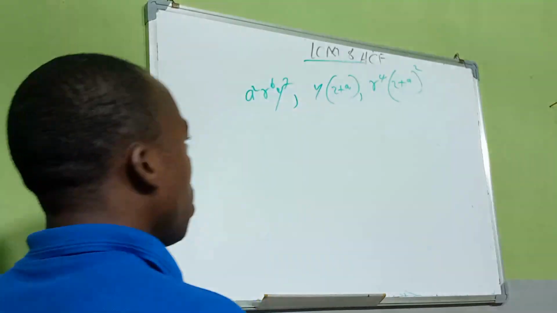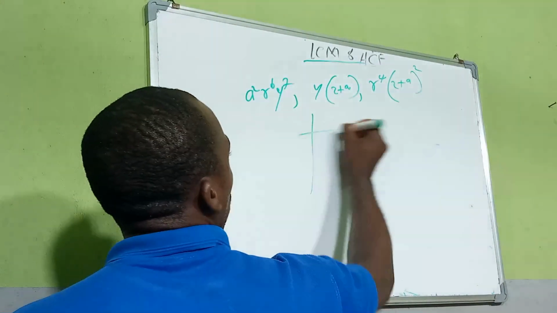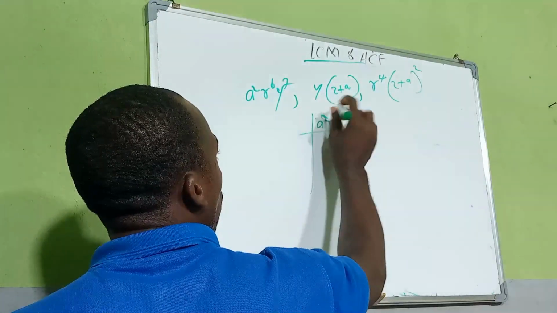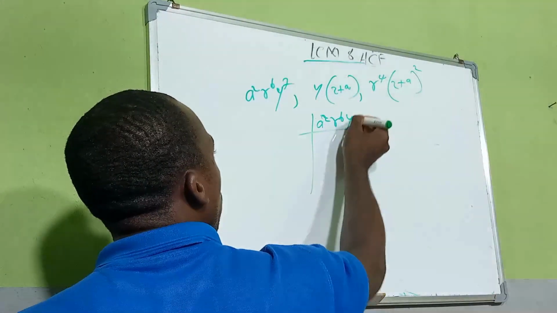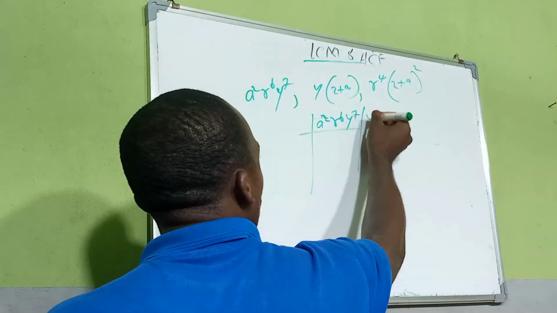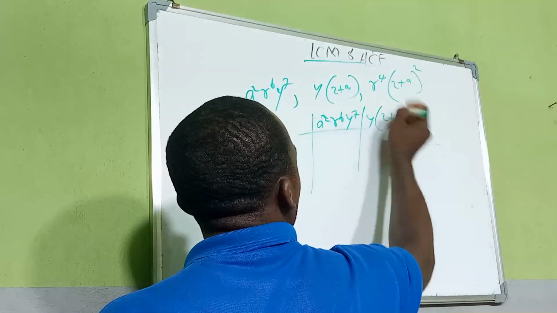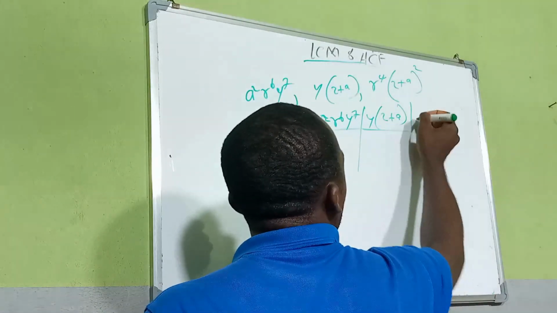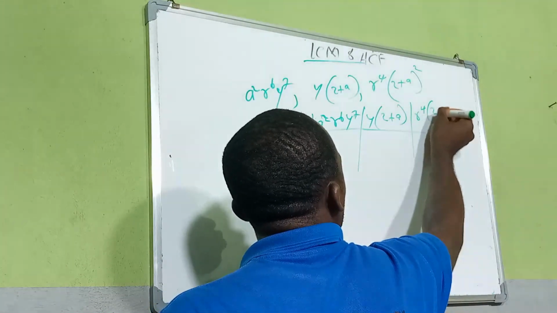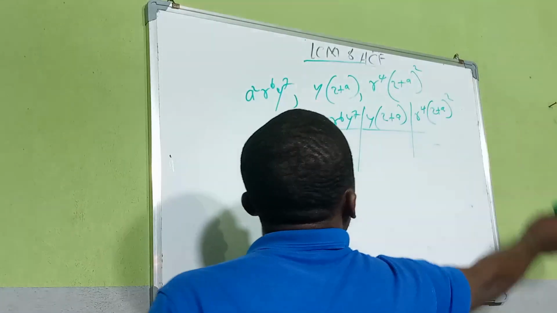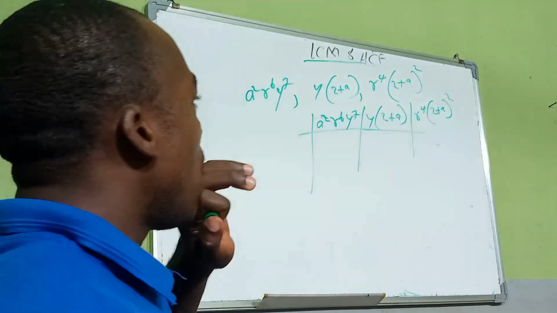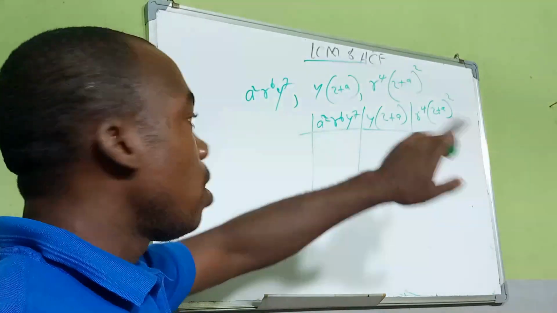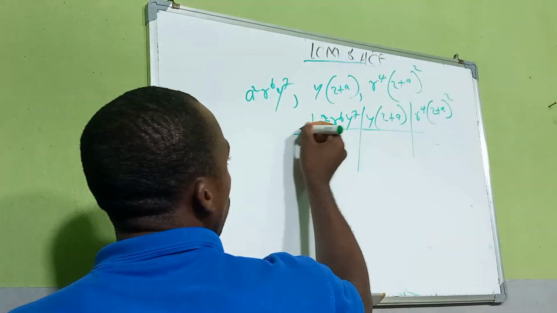Okay, so now this is very simple. We just write the given. We have A raised to power 2. We have R raised to power 6. We have Y raised to power 7. Then we have Y open bracket 2 plus A. This is not Q, this is A. Then we have R raised to power 4, open bracket 2 plus A close bracket raised to power 2. So now next thing we do, we start from the first letter. The first letter is A, so we use A. We have A.